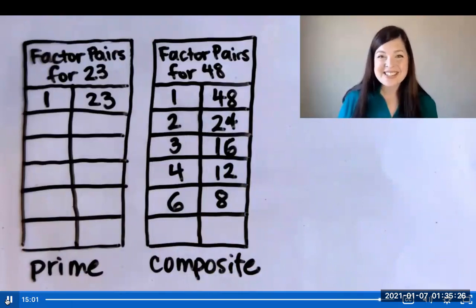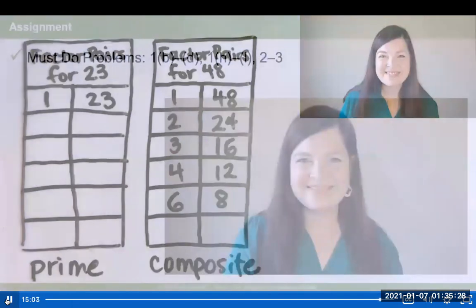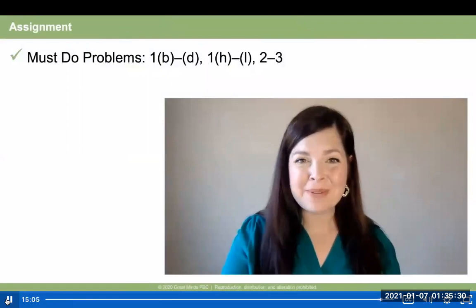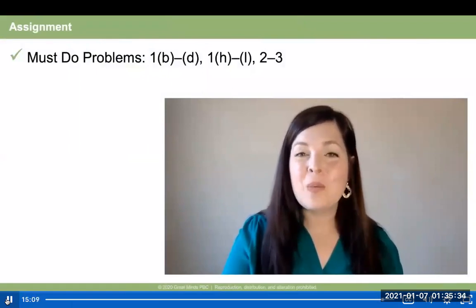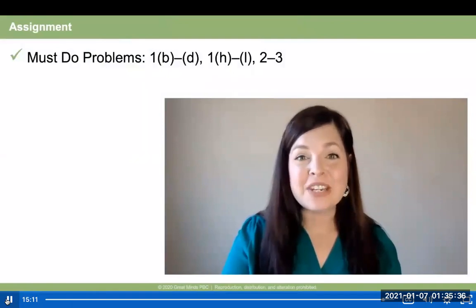Excellent work today, friends. I think we're ready for the problem set. On the screen are the must-do problems for the problem set. Work on these problems for 10 minutes, and if you finish early, feel free to try any of the other problems on the problem set.